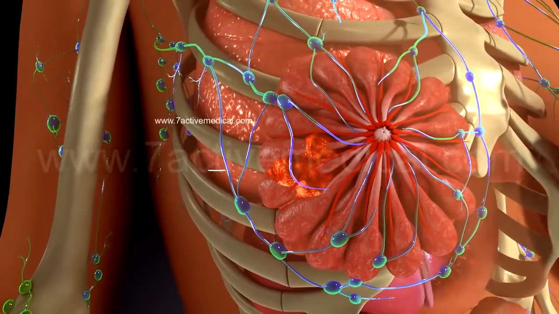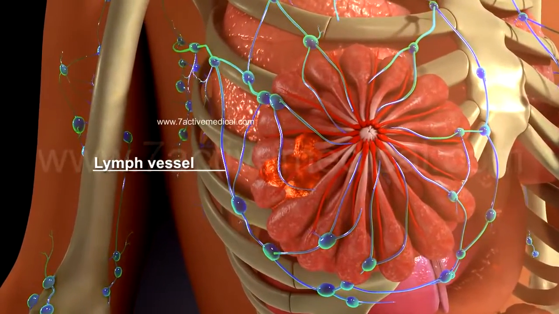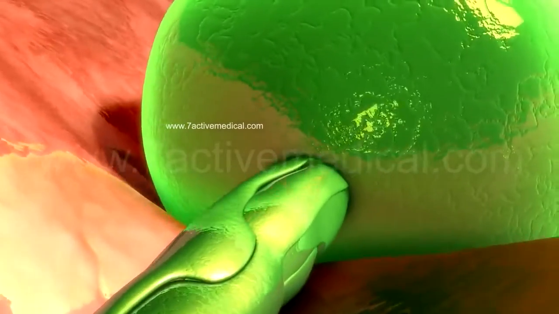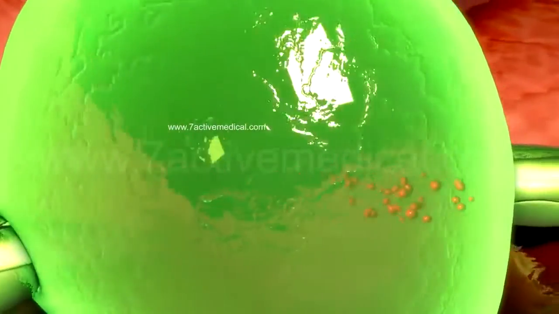Metastasis may also occur through the lymphatic system, with cancer cells entering the nearest lymph vessels from which they migrate to the lymph nodes and the rest of the lymphatic system, spreading the cancer to the other parts of the body.